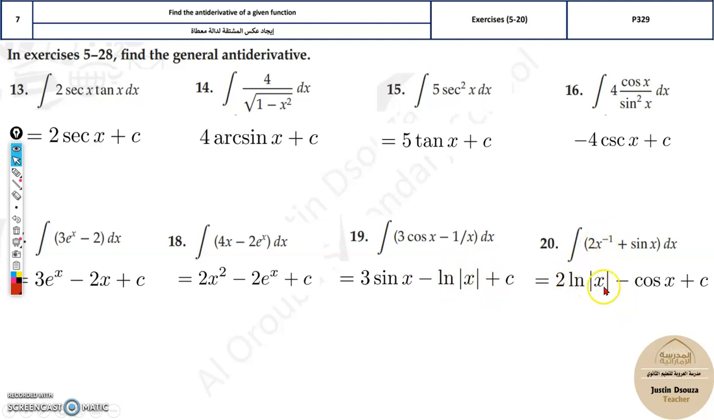Over here it will be 2 ln x minus cos x plus c and so on. These are very simple and straightforward. Please solve it by yourself and check the answers. Do the methods, check the answers. All the answers are available in this presentation.